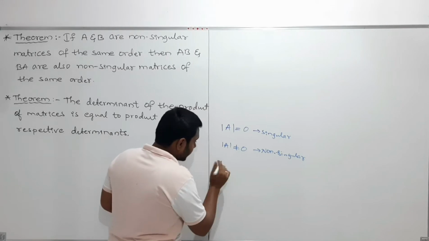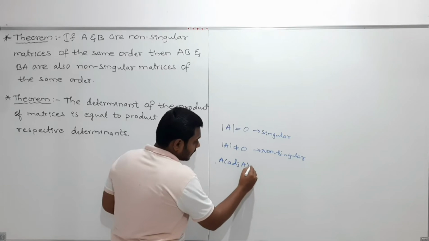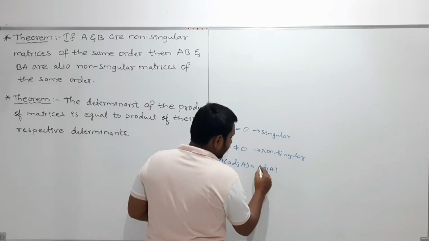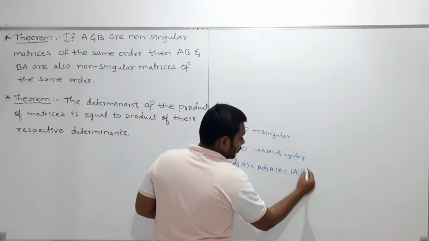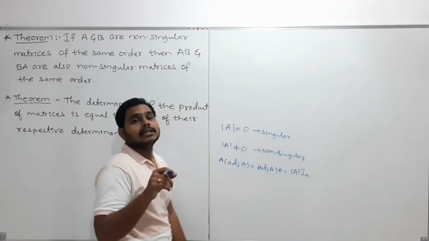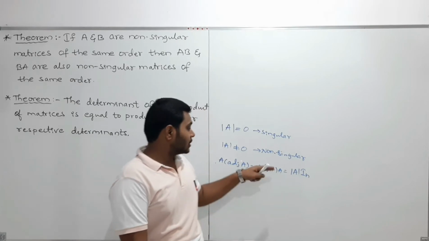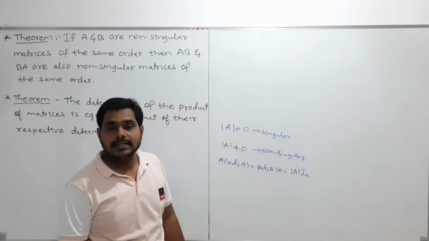So what is that? The theorem is: A into adjoint of A is equal to adjoint of A into A, which is equal to determinant of A into I_n. So what is I_n? I_n is an identity matrix of order n. So this is the theorem I discussed, and also I discussed the definitions.